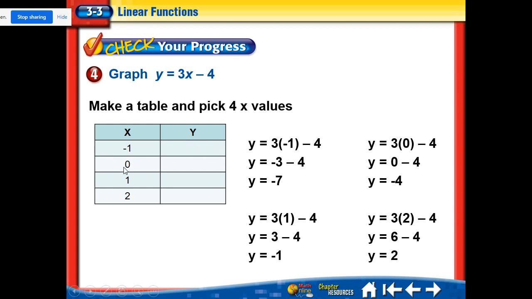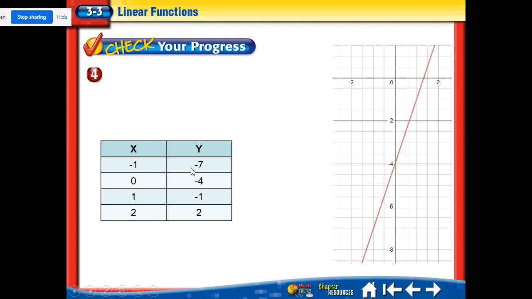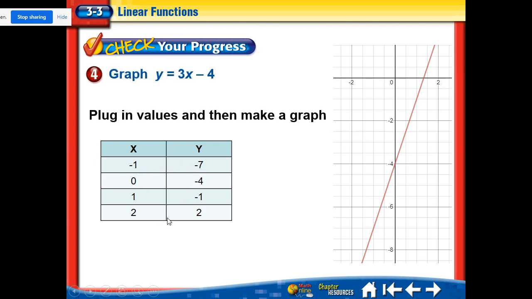And then I'm going to try 0 in, and I put 0 in and solve, and I get -4. And then I put 1 in, and I get -1, and I put 2 in and get 2. So then I go ahead and take my table here that I have all these different points in, and I plot it on my graph. So I go -1, -7, which is down here, and I make my first dot. And then 0, -4, and make a dot. And 1, -1, and make a dot. And 2, 2. Oh, I'm a little off here, but 2, 2 would be right here.